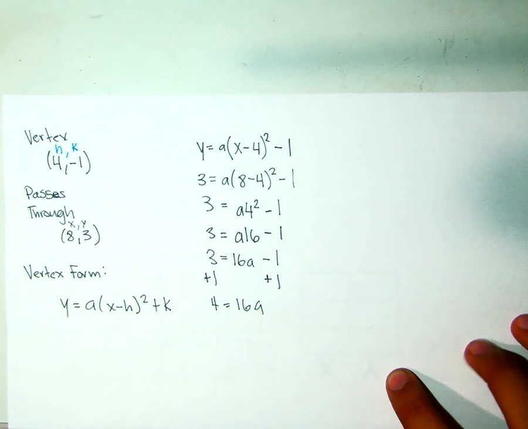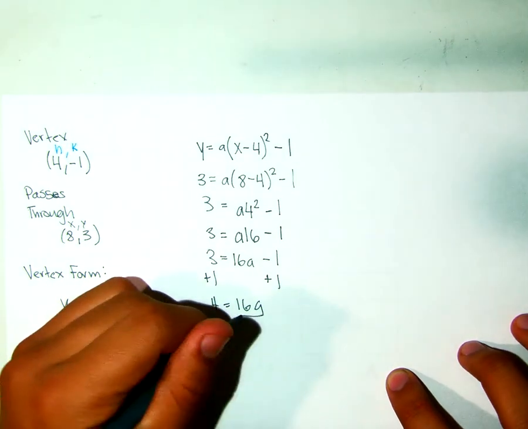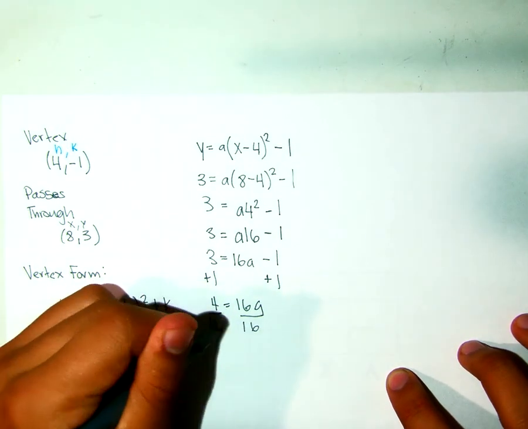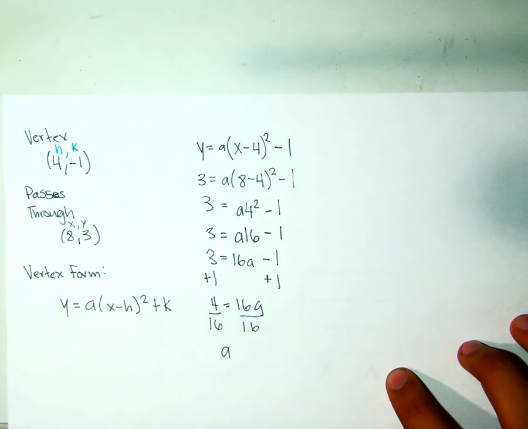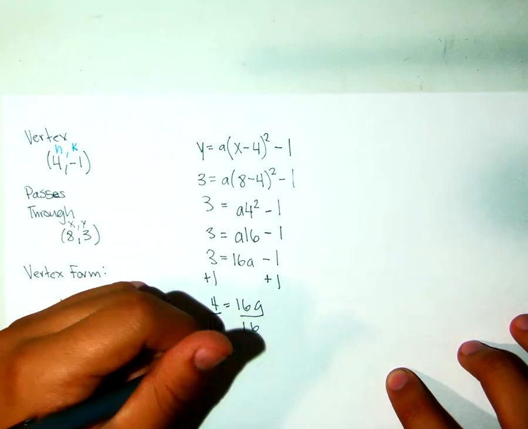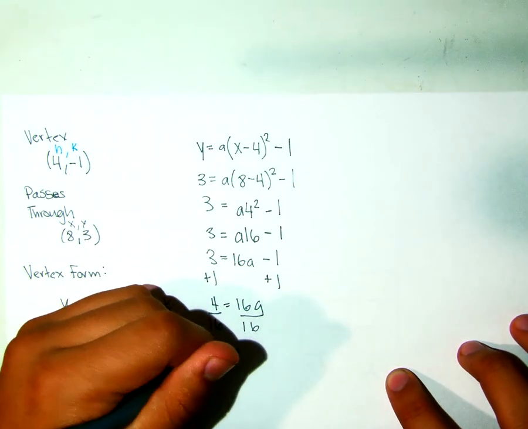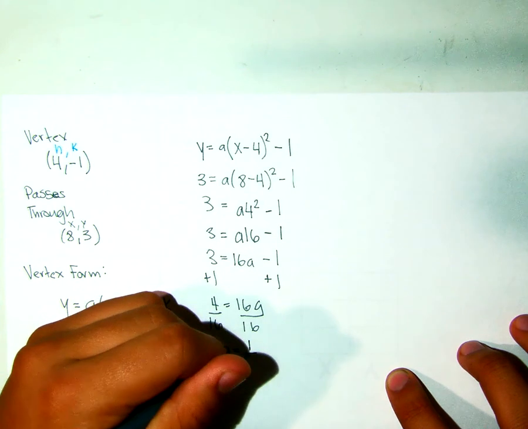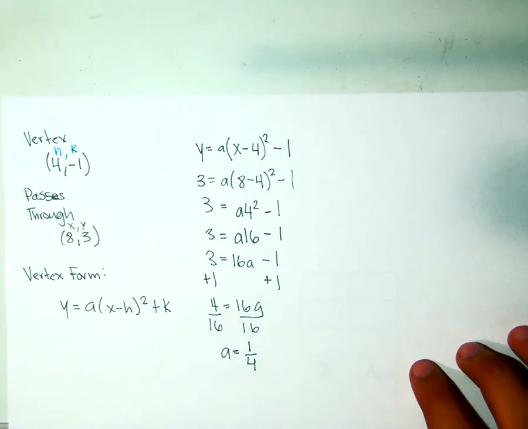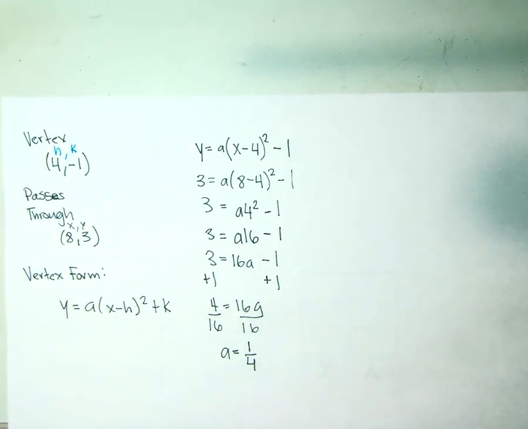Then what do we do? Divide by 16. So what does a equal? What's 4 divided by 16? Simplify. 1/4. Okay. So a equals 1/4.